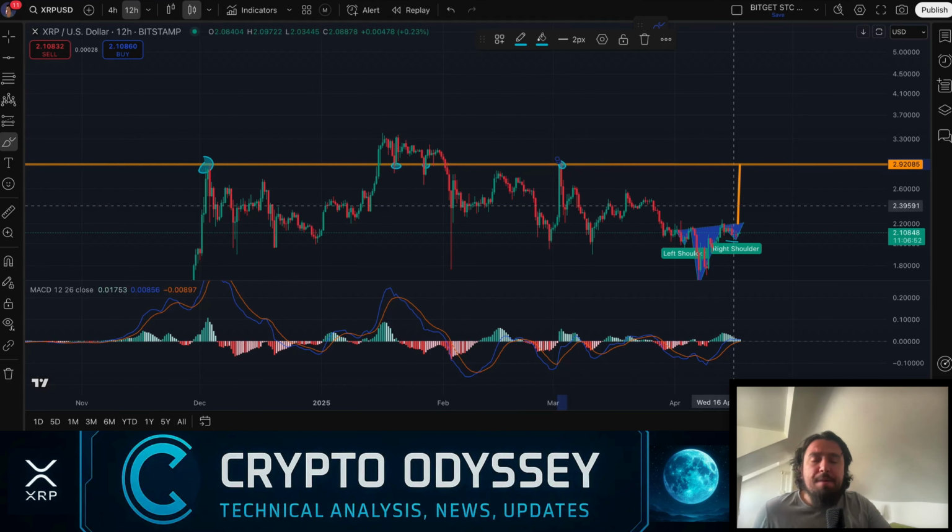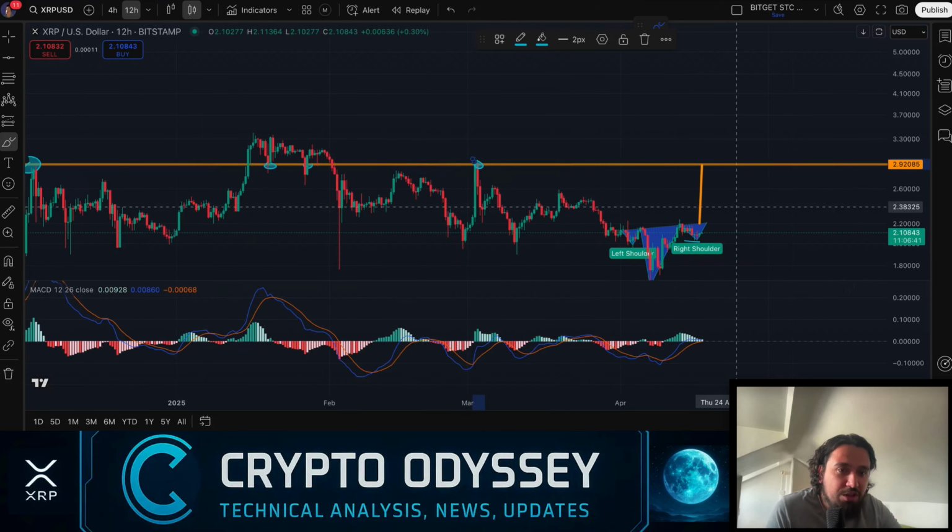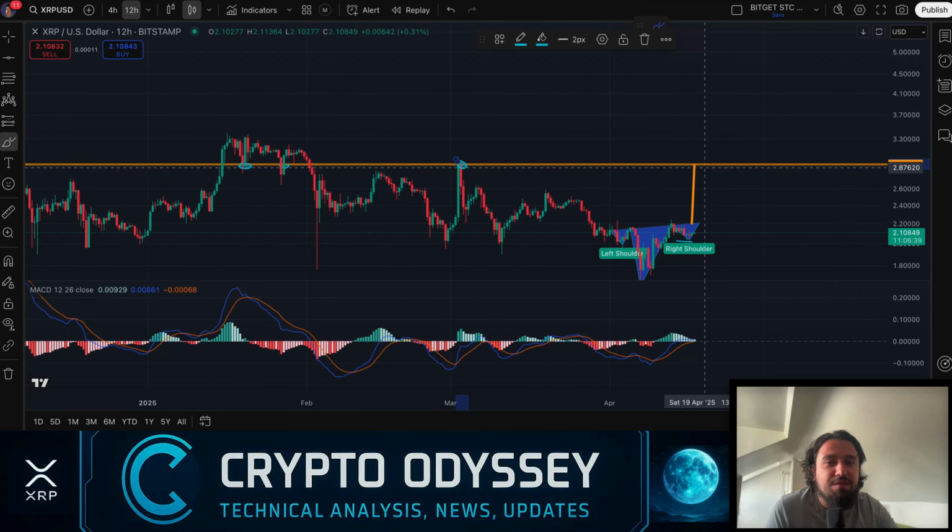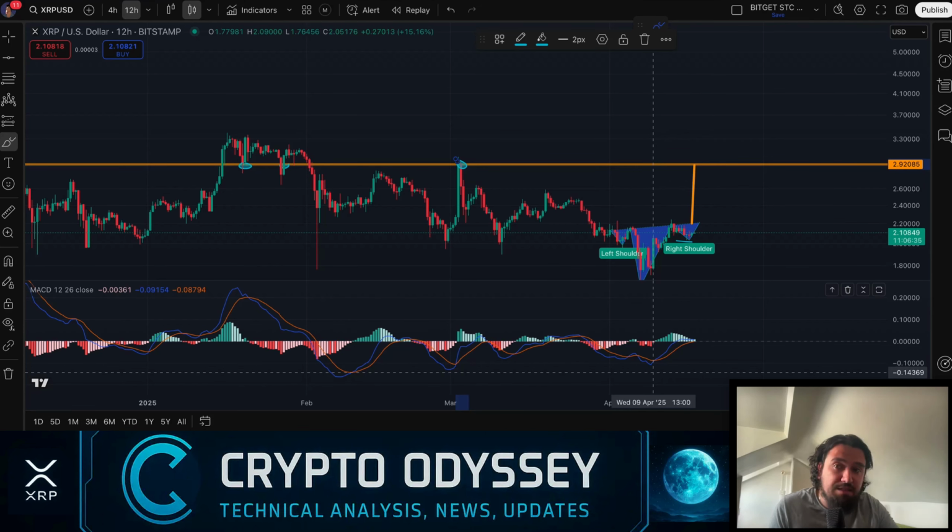And if you remember back when Donald Trump tweeted about the crypto reserve, putting XRP first in that message, we also saw a massive pump up to that level. Could it be that this is the next move that's going to take us up to this level? And combine that with the 2 daily MACD cross, are we going to see $2.92 being broken and potentially a move to the upside?